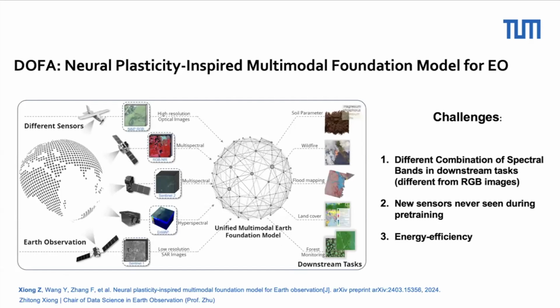The first one is, I think you all know that when we are using EO data, sometimes we just use a combination, a subset of Sentinel-1 or Sentinel-2 data. So the spectral bands could be different. And what happens if new sensors come up? You have to train a new model for the new sensor. And the third challenge is it's not quite energy efficient.